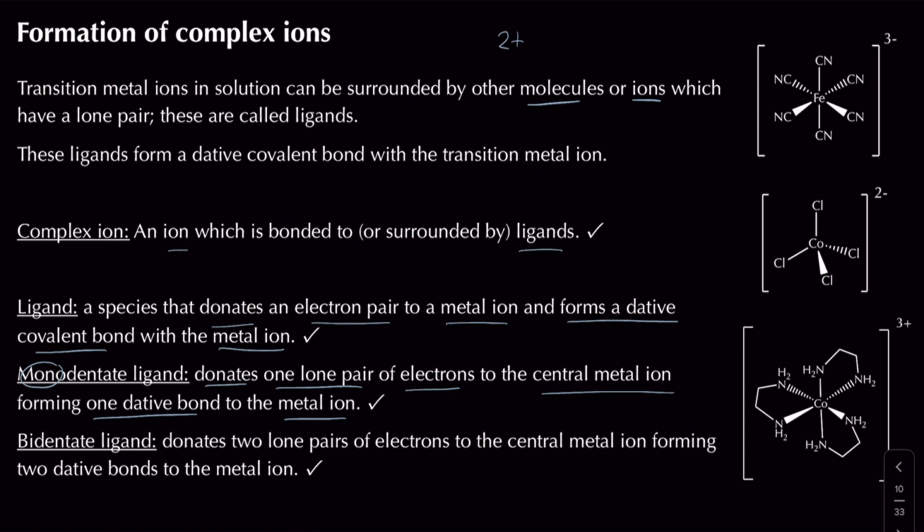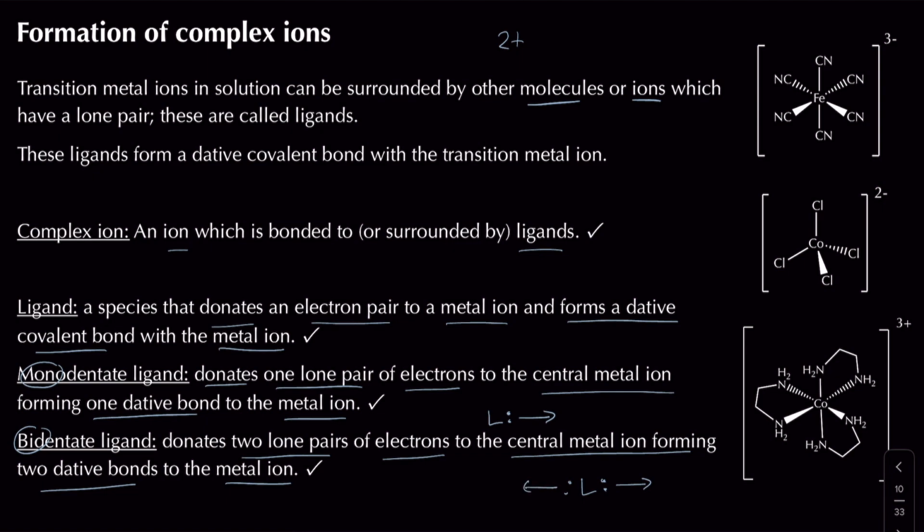If you were to look at a bidentate ligand, think bi, think 2. This donates 2 lone pairs of electrons to the central metal ion, forming 2 dative covalent bonds to the metal ion itself. Again, you can use the word coordinate bond instead, but you've got to think about it like this. A monodentate ligand is going to have 1 lone pair and it donates that to form 1 dative covalent bond. Now if you were to look at a bidentate ligand, that's going to have 2 lone pairs on the same ligand, and so you can end up forming 2 dative covalent bonds, 2 coordinate bonds.